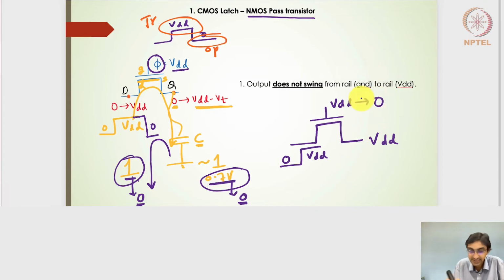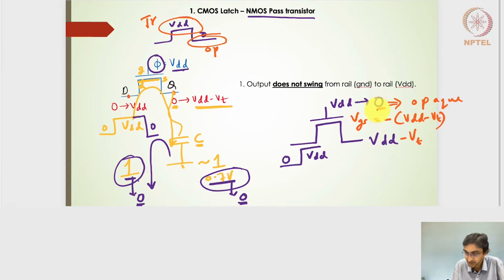That means now it is in an opaque mode. It should be in an opaque mode. That means that the output should not change, right? So when the input does change to 0 here, the VGS value, in fact, the output will be VDD minus VT. So the VGS value will be minus of VDD minus VT.